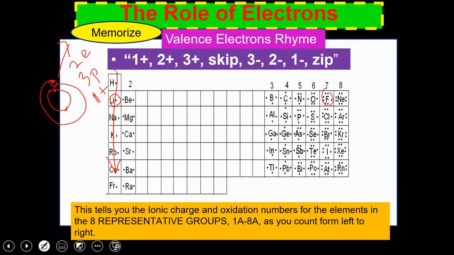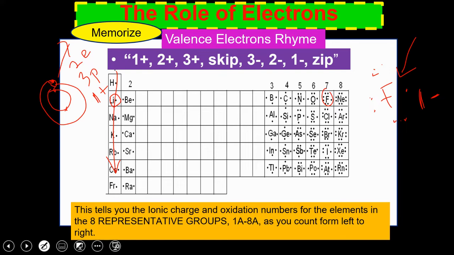We'll choose fluorine. Fluorine, they already have the valence electrons drawn for us. Fluorine has 7 valence electrons. So is it going to be easier for fluorine to lose 7 or gain 1? And fluorine's going to want to gain 1 to make 8. And when fluorine gains 1 electron, I'm gaining 1 negative. So I'm going to have 1 more negative than positive. That's going to form a 1 minus ion.